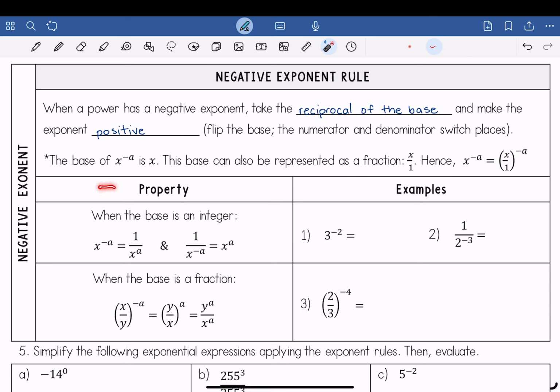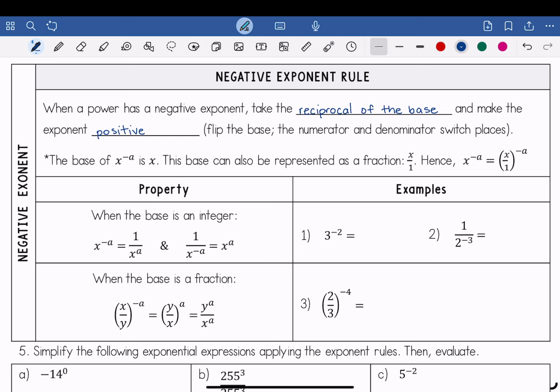So here's the property. So when you have a number, a base, that is an integer to the exponent of a negative, or a negative exponent, it is 1 over x to the power of the positive exponent. Also, notice that if it's 1 over x to the power of a negative exponent, the denominator here becomes the numerator, and the exponent is now positive. Let's look at example 1.